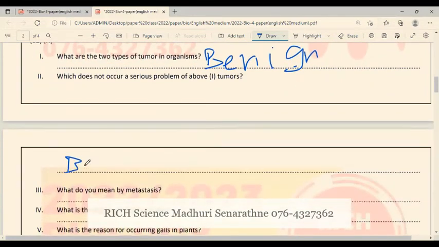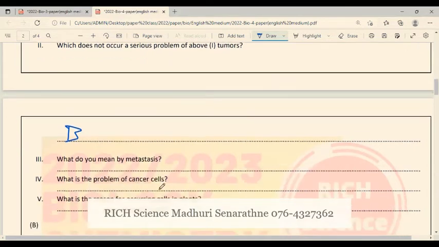I haven't asked what the reason is, but you have to know about the reason. Why does a benign tumor not cause a serious problem in our cells? Because most benign tumors can be completely removed by surgery. That's the reason. Third one, what do you mean by metastasis?